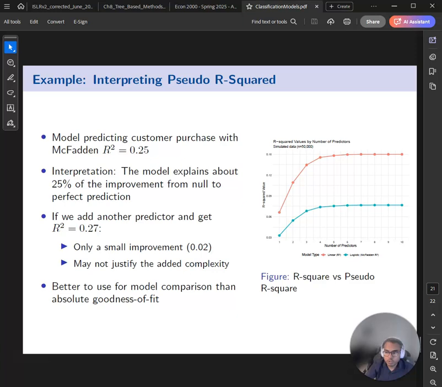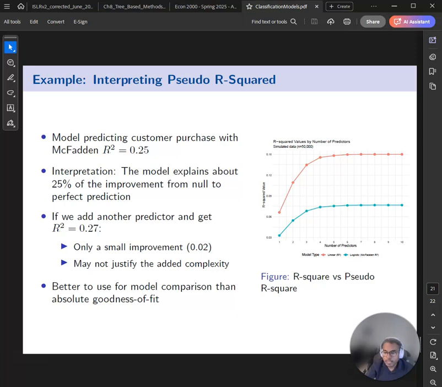To make this more concrete, say we have a model predicting consumer purchase behavior, and we calculate the McFadden R-squared of 0.25. How do we interpret this? We could say that our model explains about 25% of the improvement from the null model to a theoretically perfect model. It's not saying that we are explaining 25% of the variance in the traditional sense. Those concepts don't apply here.